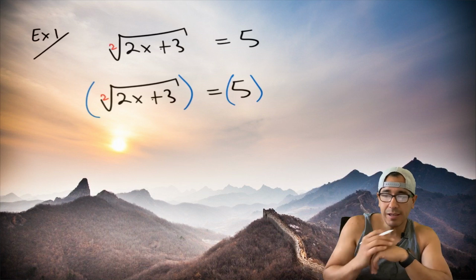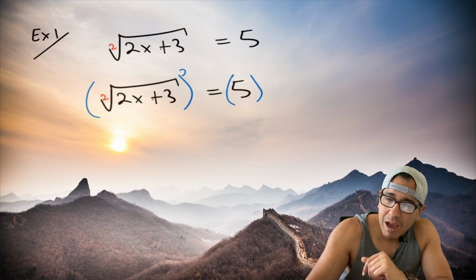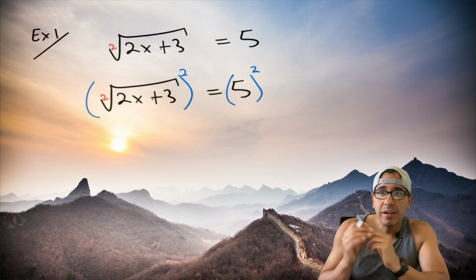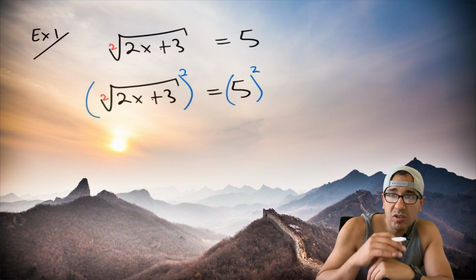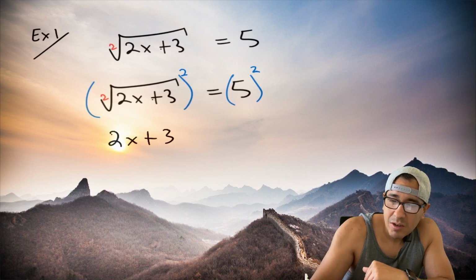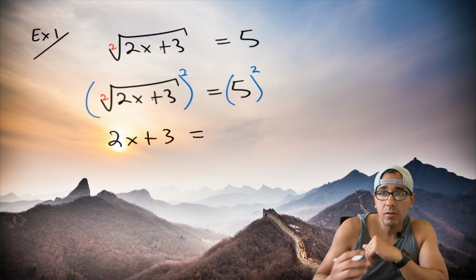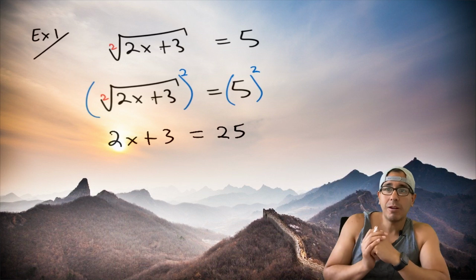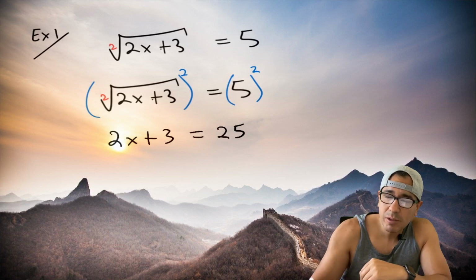So focusing on the index, right? Here's our index, the 2, so that tells you the power that you're gonna raise each side to. So we square both sides, and so the radical, the square root and the square, they cancel each other, so you're left with what's on the inside, which is the 2x plus 3, and then we square the right hand side, which gives us 25, and now this looks much easier than it did before, right? Not too bad.